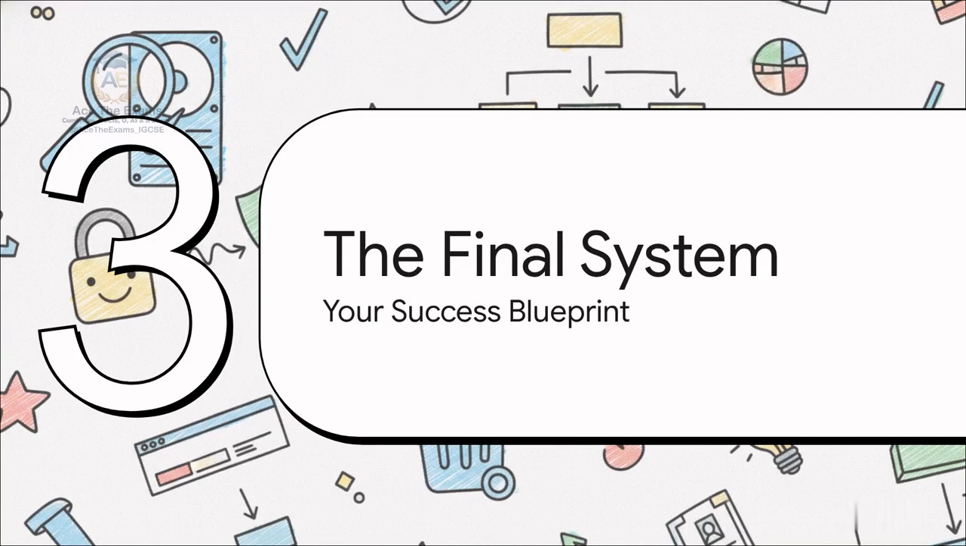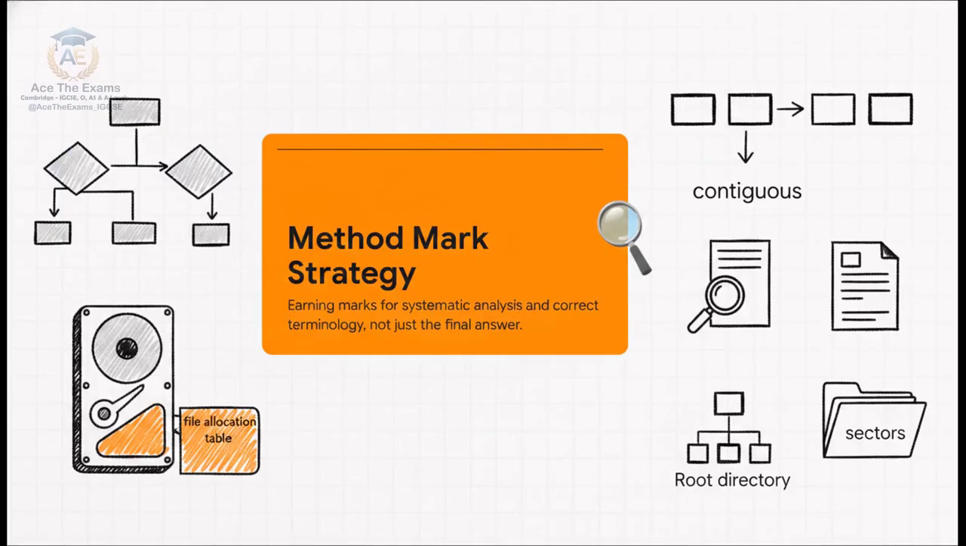We're in the home stretch now. Section 5, the final system. This is your ultimate success blueprint. Let's lock it in. To really conquer this exam, you have to understand the method mark strategy. This is a total paradigm shift for a lot of students. Earning marks isn't just about getting the final answer perfectly right. Examiners actively award method marks for the procedural framework you use. They are grading how you extract the data, how you logically apply the principles, and how you format your final presentation. Believe it or not, it is entirely possible to get the final answer slightly wrong, but still pick up the vast majority of the marks because your systematic processing was absolutely flawless.